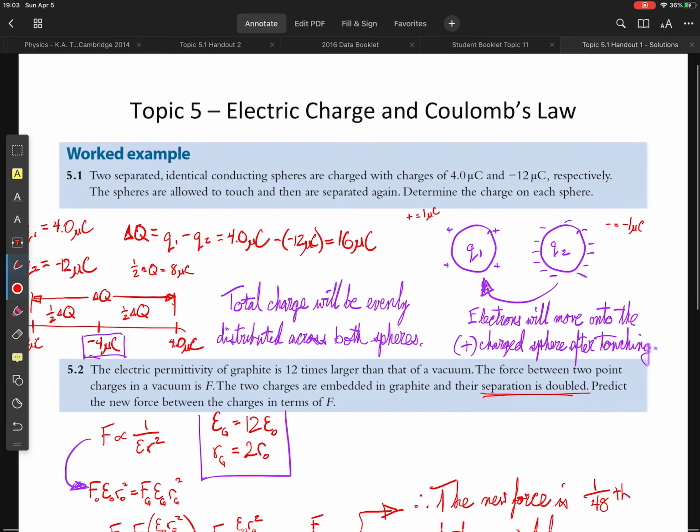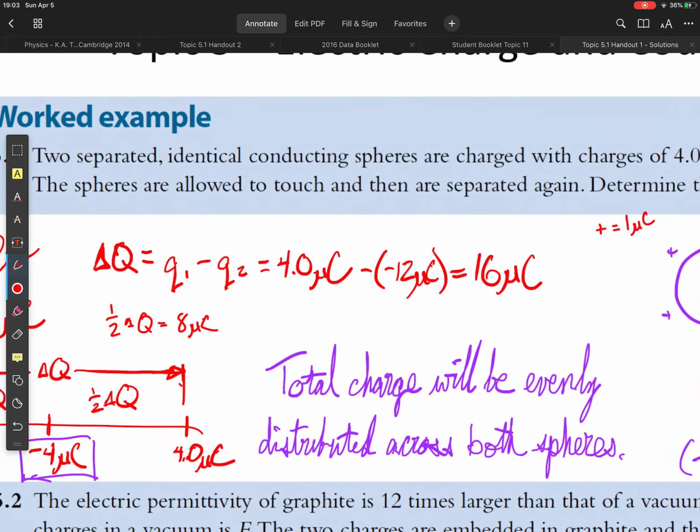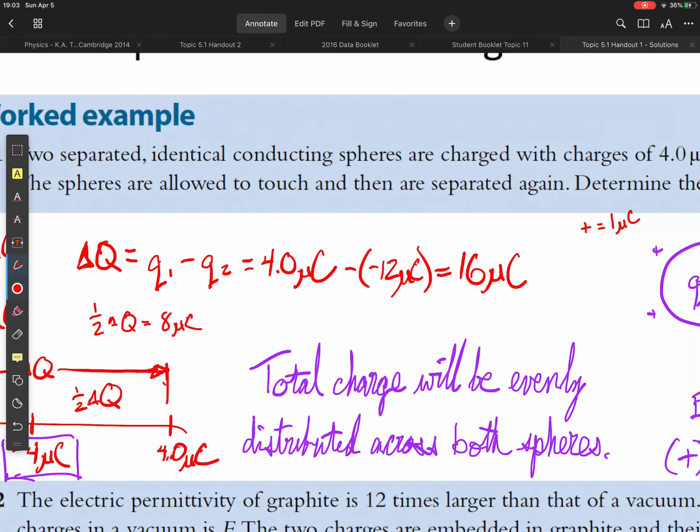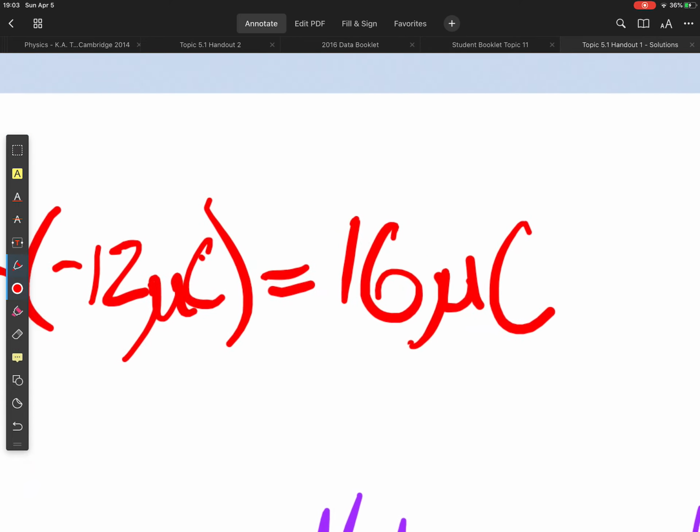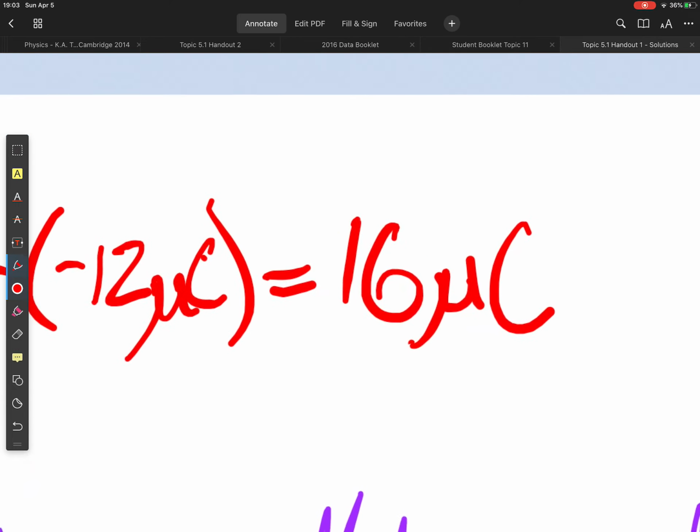So, step 1 for this problem is to find the difference in charge between our two spheres, okay? And if we plug in our values for each sphere, when we're finding the difference in charge, we will find that there is a total difference of 16 microcoulombs. So the magnitude of charge is 16 microcoulombs. Now, remember that this charge is going to be evenly distributed across both spheres at the end of this process.